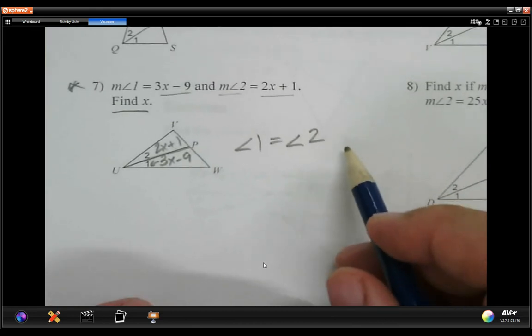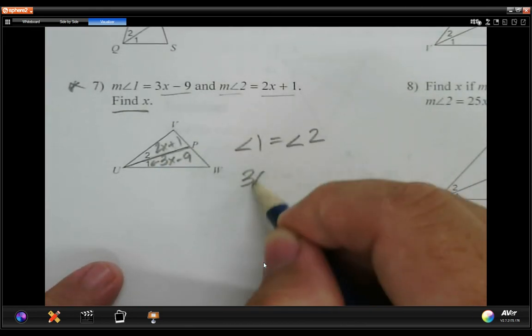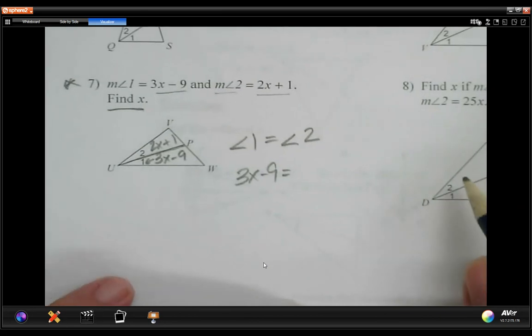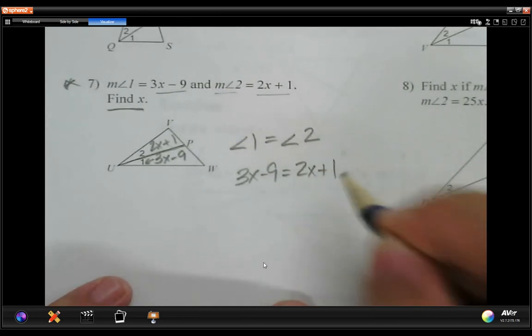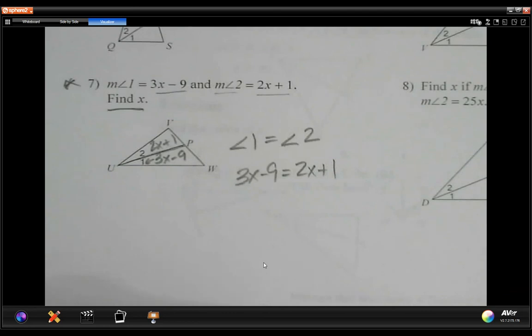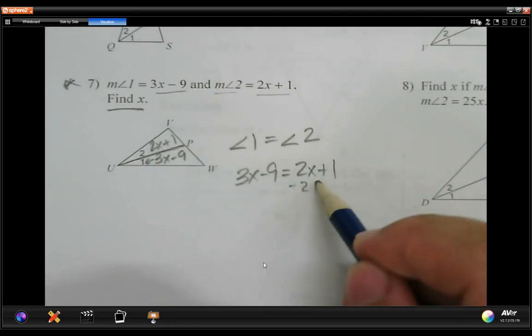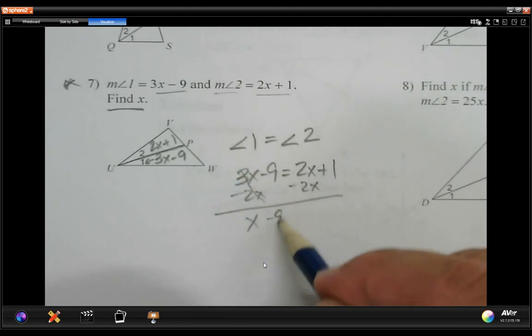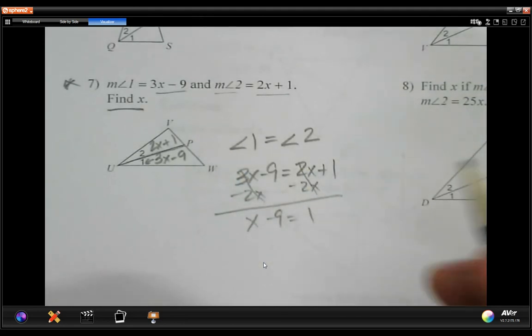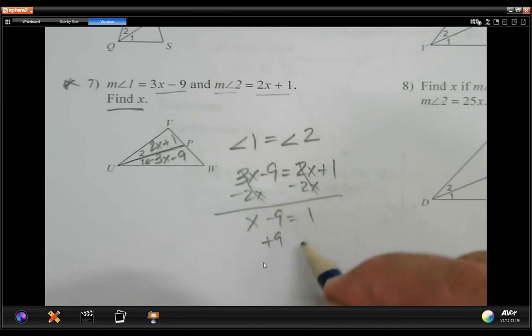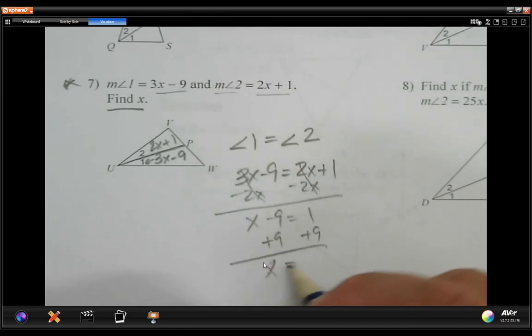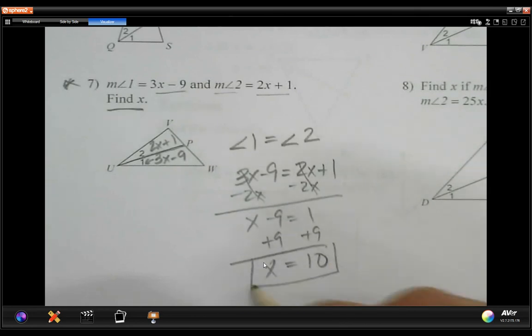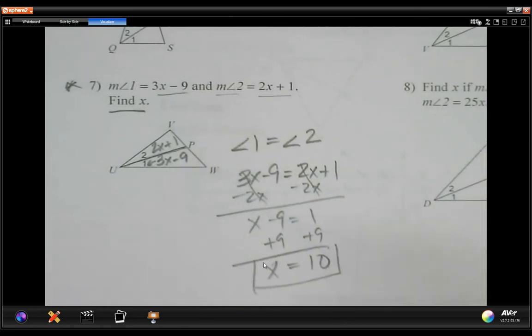So if that's the case, then I'm going to take angle 1, which is 3x minus 9, and set it equal to 2x plus 1. Okay? Now, let's go ahead and work this out. We're going to subtract 2x from both sides. I'm going to do this quickly. So it leaves me with x minus 9 equals 1. And then I have to add the 9 to both sides. So that gives me x equals 10. And that's really all this particular problem is looking for, just the value of x. So that's all I need to do, okay?